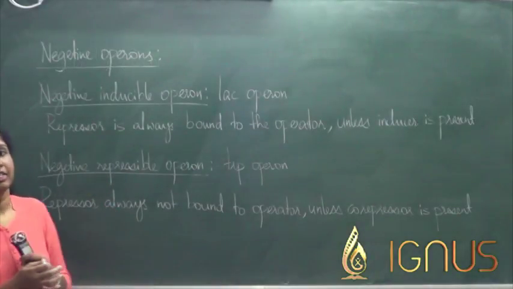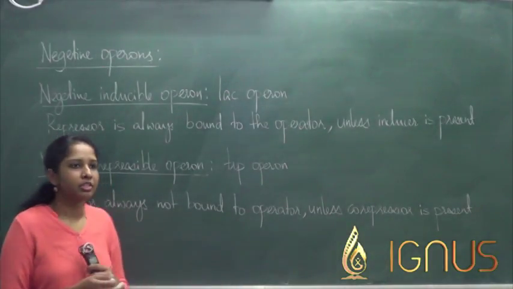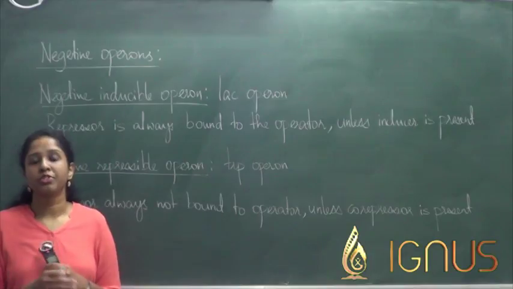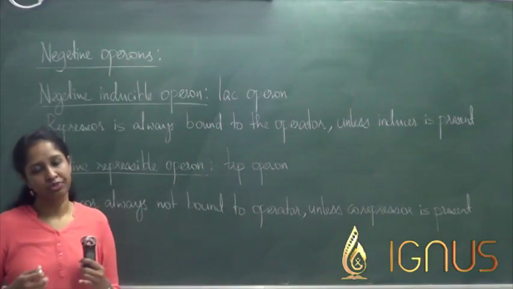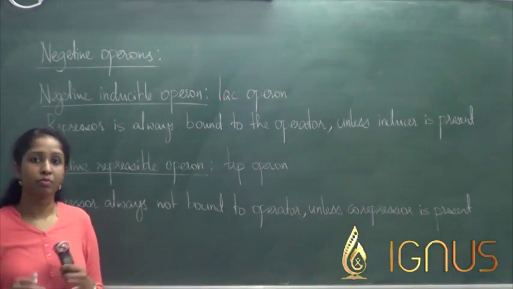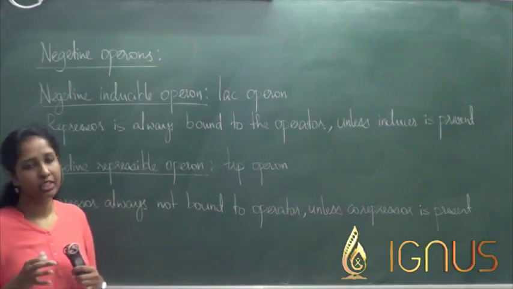We'll be talking about different kinds of operons that are present. So there are negative operons and positive operons, and there are two different kinds of negative operons and two different kinds of positive operons, and that we will be discussing here.